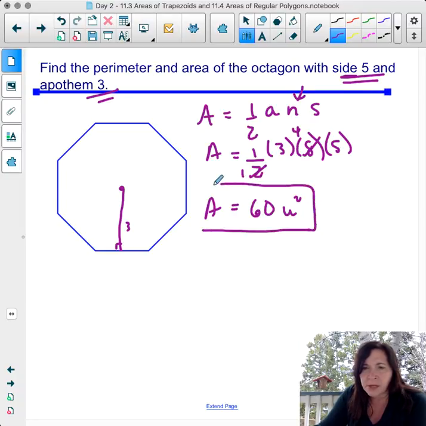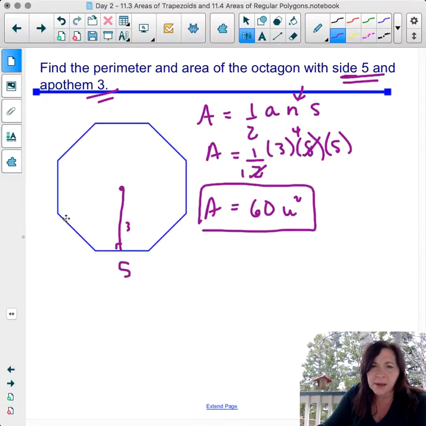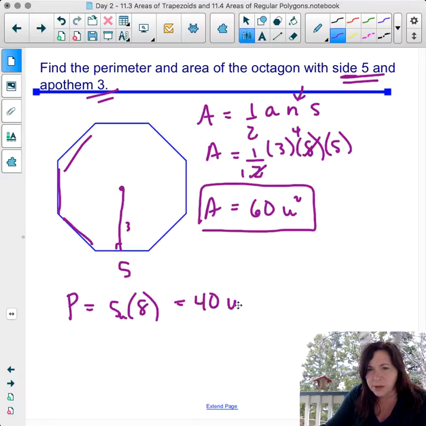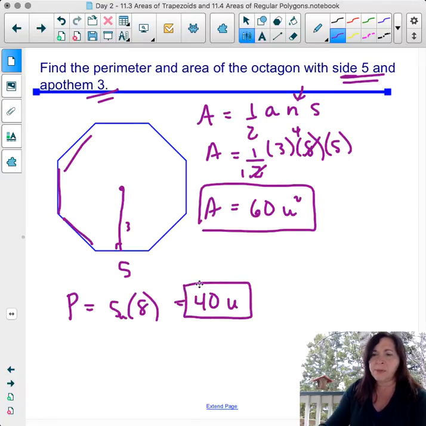That's my area. But if the length of one side is 5, and I've got 8 sides, to find the perimeter, I'm going to say 5 units times 8. And 5 units times 8 is 40 units. And that's my perimeter.